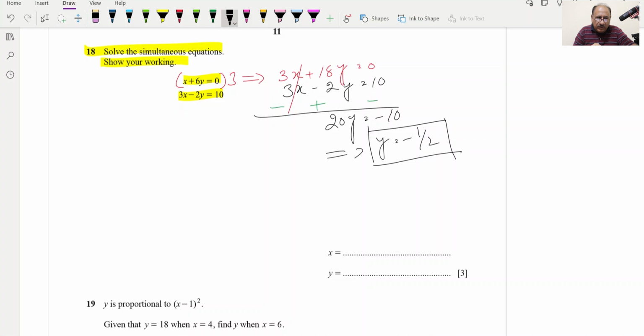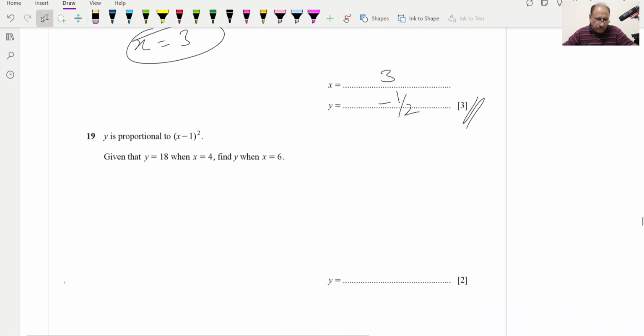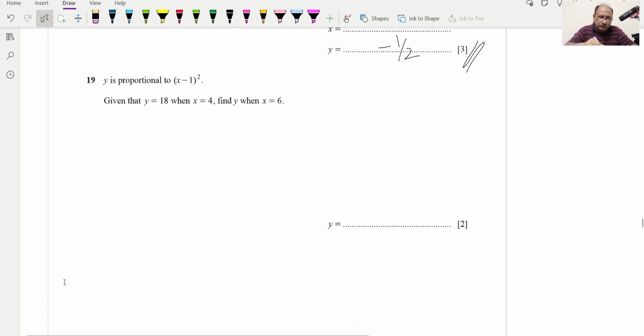Now we can find the x value by replacing this y value in any of these two equations. I am replacing in equation 1. So x plus 6 times minus 1 by 2 is equal to 0. So 2 3s are 6. So x minus 3 is equal to 0. This implies x is equal to 3. So these are the values: x is equal to 3 and y is equal to minus 1 by 2. This was a straightforward 3-mark question.